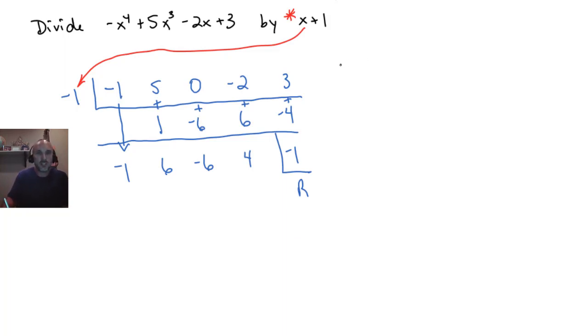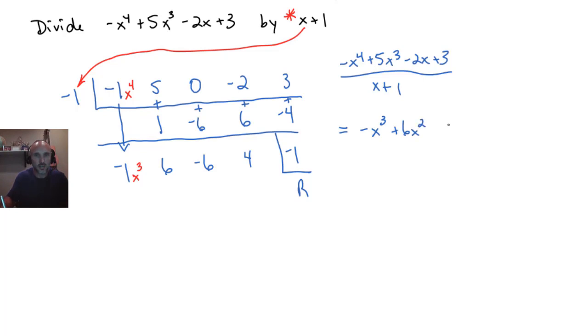So, negative x to the fourth plus 5x cubed minus 2x plus 3 divided by x plus 1. If we divide that, we get a quotient of, well, this was x to the fourth to start with. When we divided, the degree goes down by 1, so now we have x cubed. So this turns into a quotient of negative 1x cubed plus 6x squared minus 6x plus 4 is our quotient. Our remainder is negative 1, so I'll say plus negative 1 over our divisor, which is x plus 1.